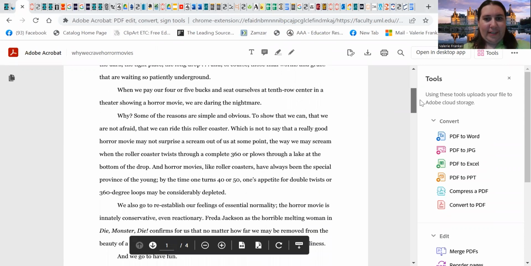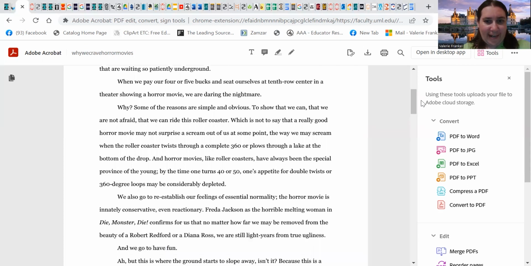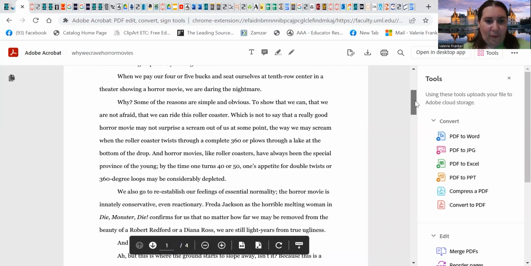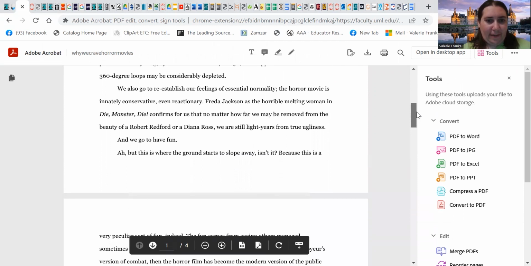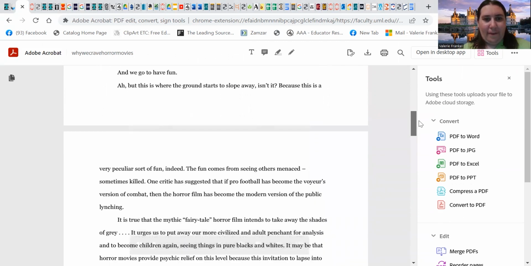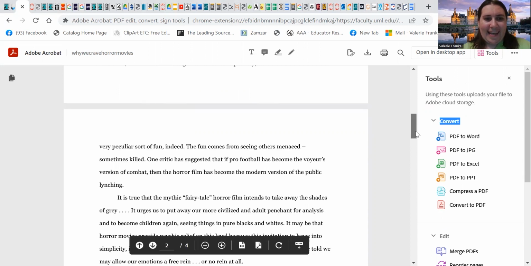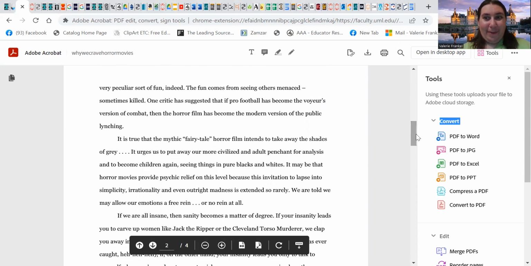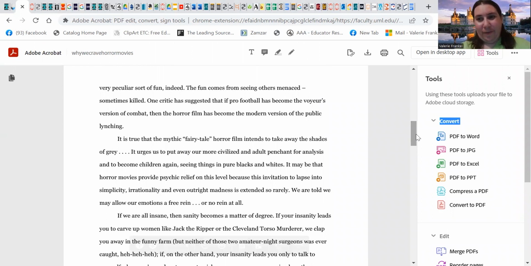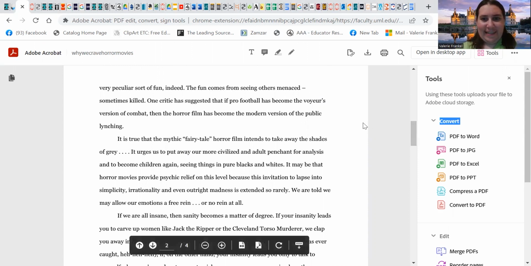Why? Lots of reasons. To show we can, to show we're not afraid. We feel normal because it's a very conservative movie, and we go to have fun. So those are a lot of little reasons, but they all end up really being one big reason, which is it's okay to watch people being tortured and having horrible things done to them if it's only a movie, if it's only fiction.